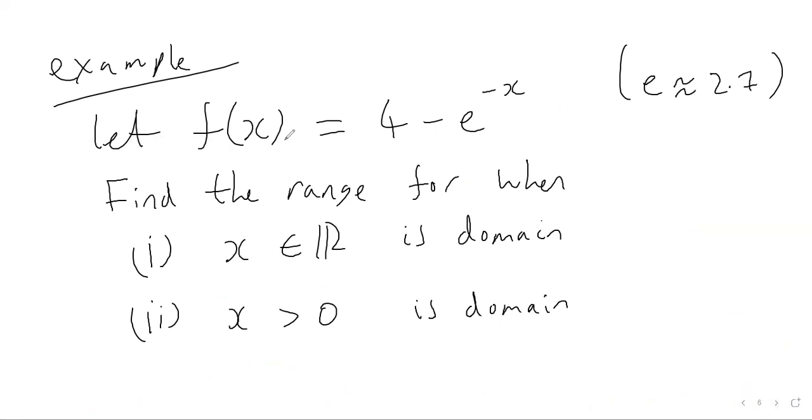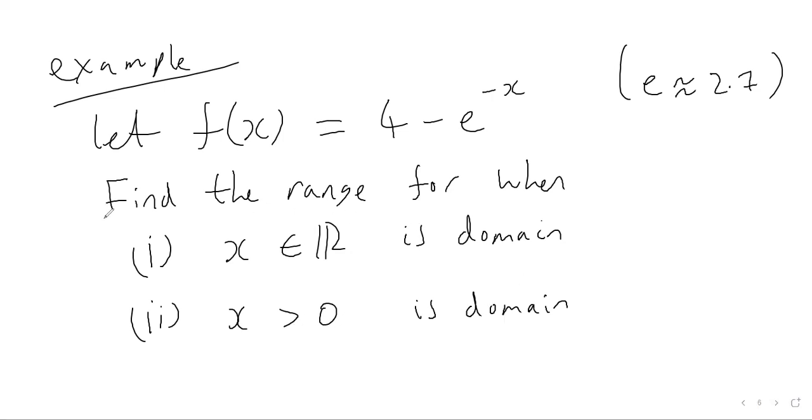So let's have a function f of x equals 4 minus e to the negative x. Now, we've not really talked about this number e in these videos on the A-level maths series, but we will in future videos. So e is about 2.7. That's all you need to know for now. We'll come on to e in more detail soon. So find the range of this function for when x is a real number, so when that's our domain, the set of real numbers, and find the range when the domain is x is greater than 0.